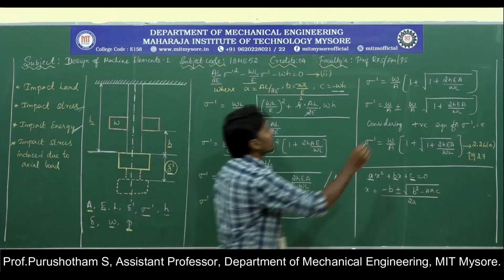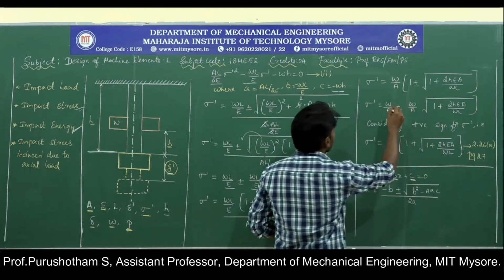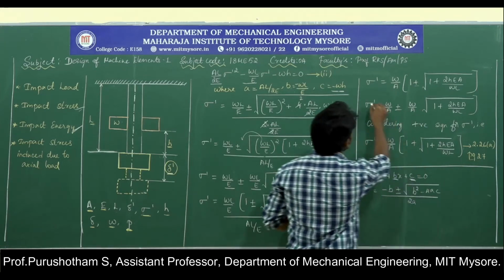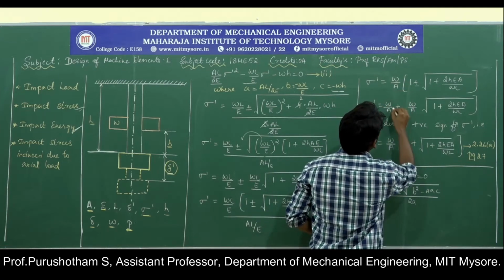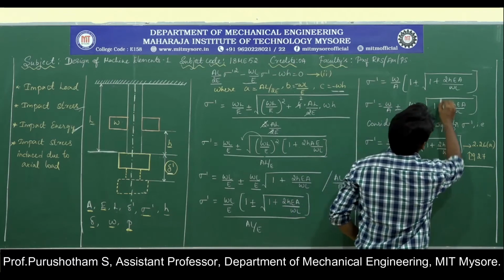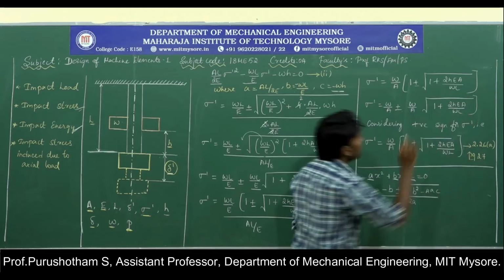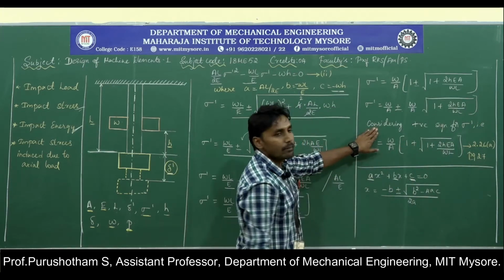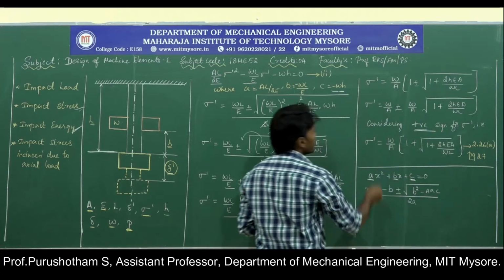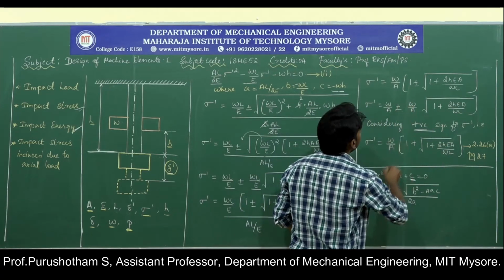Then we are moving on to the next step. Separately, sigma dash is equal to W by A plus or minus W by A into square root of 1 plus 2H EA by WL. For the impact stress, we are going to consider the positive sign, so I am going to ignore the negative sign.